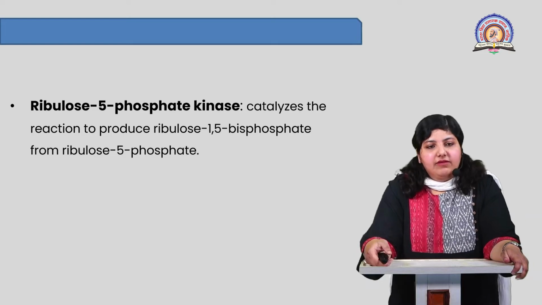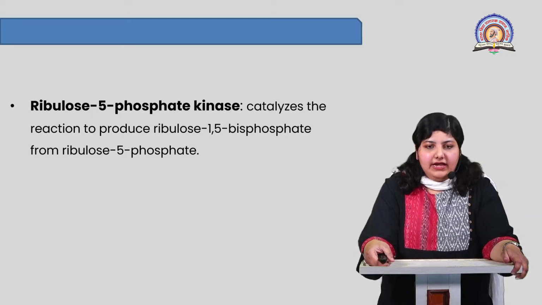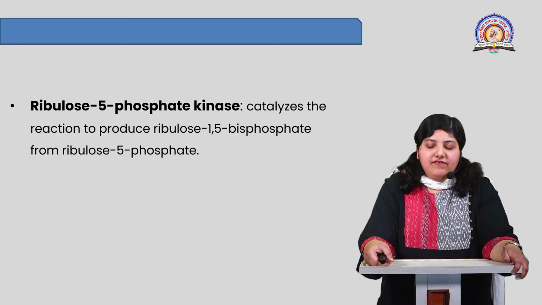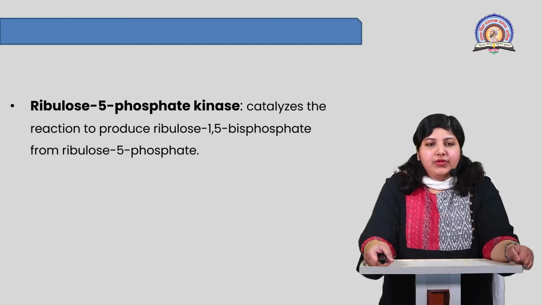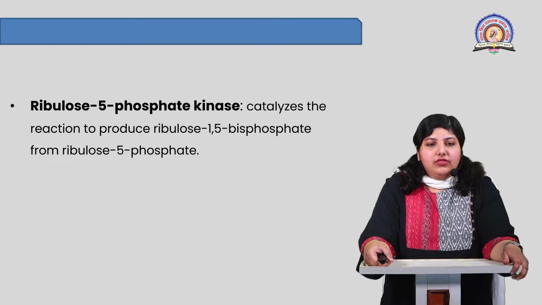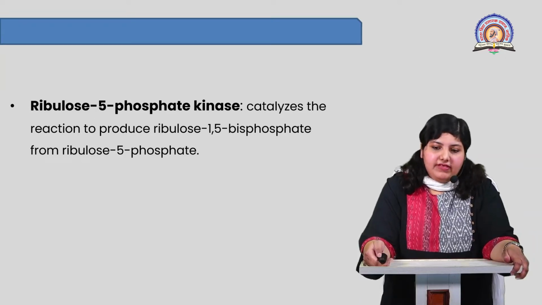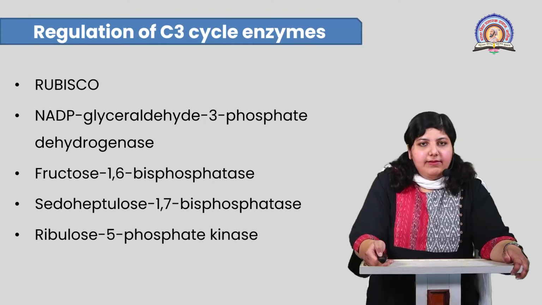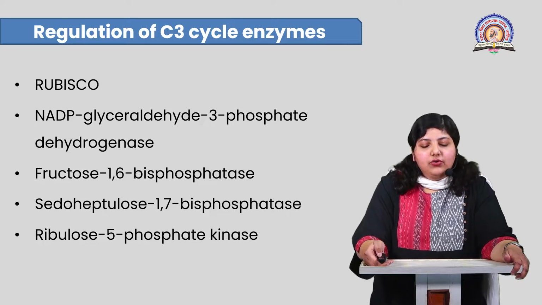And the last enzyme is ribulose 5-phosphate kinase. This enzyme catalyzes the reaction to produce ribulose 1,5-bisphosphate from ribulose 5-phosphate, that is your RuBP compound, which is the first step in the Kelvin cycle. So this enzyme is used in the regeneration step, that is, for the regeneration of the reactants in the Kelvin cycle. So these are the 5 major enzymes whose regulation we will study to understand the overall regulation of the Kelvin cycle.